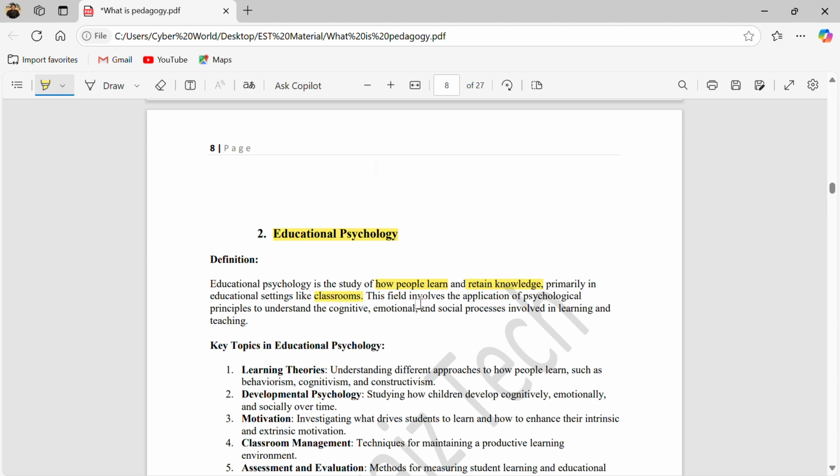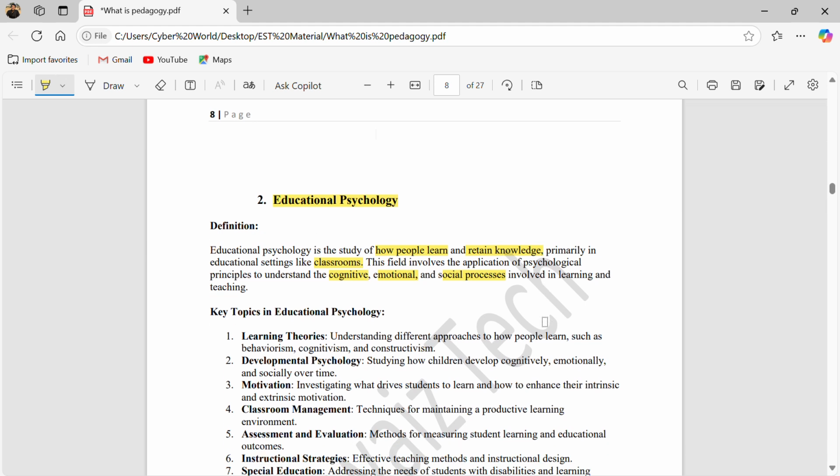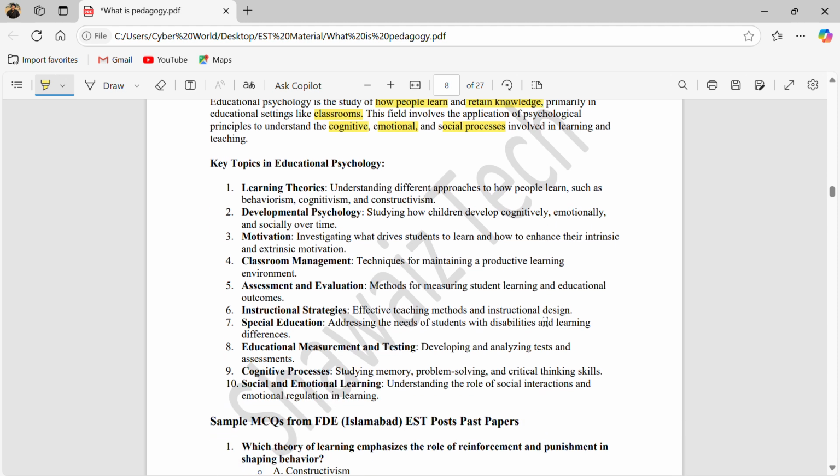This field involves the application of psychological principles to understand the cognitive, emotional, and social processes involved in learning and teaching. So educational psychology also includes the understanding of the cognitive, emotional, and social processes which are involved in the learning of students as well as in the teaching processes. Okay, so let's start. The key points in educational psychology are mentioned below.